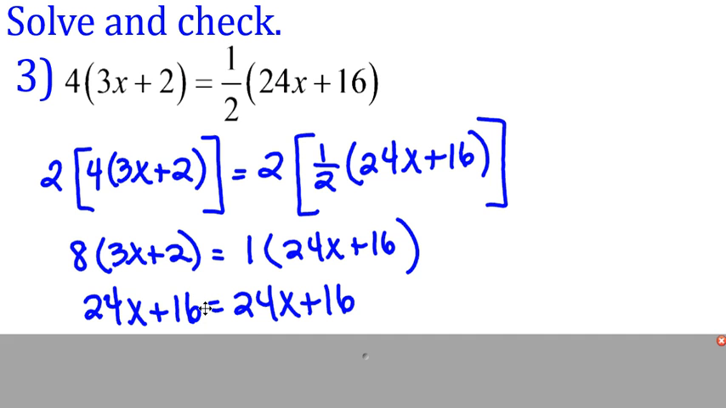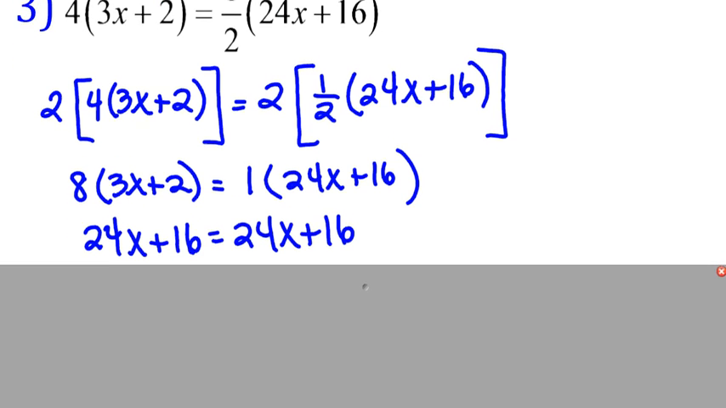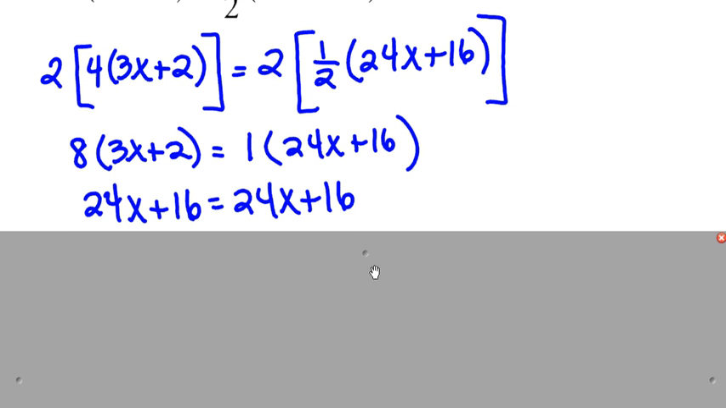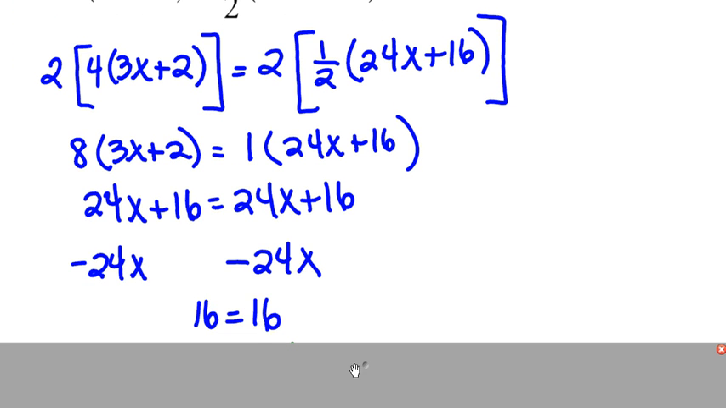And check, is there any simplifying that needs to happen on each side of the equal sign? Left-hand side is good, right-hand side is good. So what's your smallest variable you need to eliminate? 24x. Since it's a positive, to undo that, you need a negative, so we're going to subtract 24x from each side of the equation. So 16 equals 16.